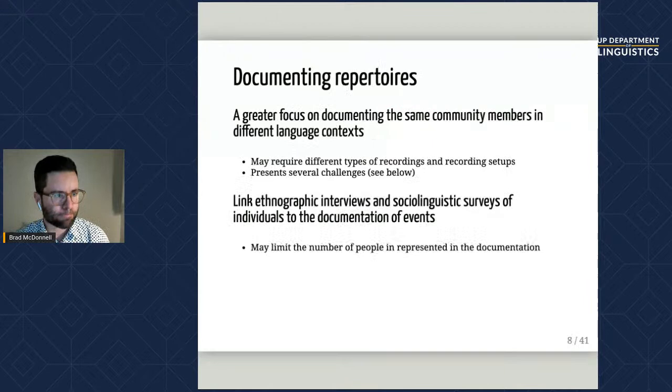So in this sense, there's a greater focus on documenting the same community members in different language contexts. This may require different types of recordings and recording setups than we're currently prepared for or currently trained to do. And this presents several challenges, which I'll present a little bit later in the presentation. And then link other sorts of activities like ethnographic interviews and sociolinguistic surveys of individuals to the documentation of the events. Now, this has the consequence of limiting the number of people who may be represented in a documentation.